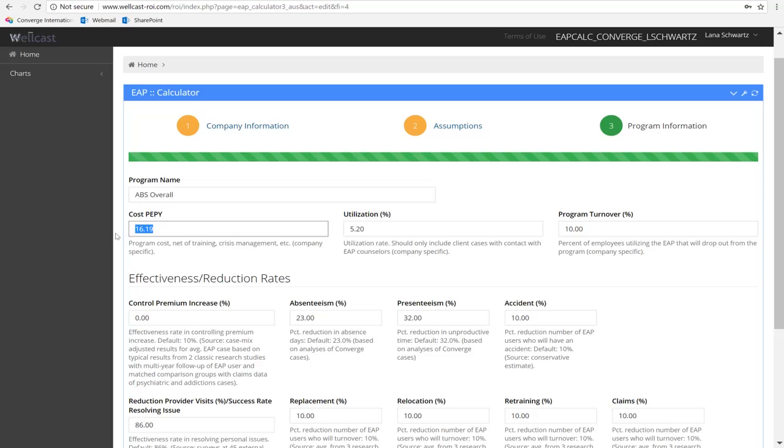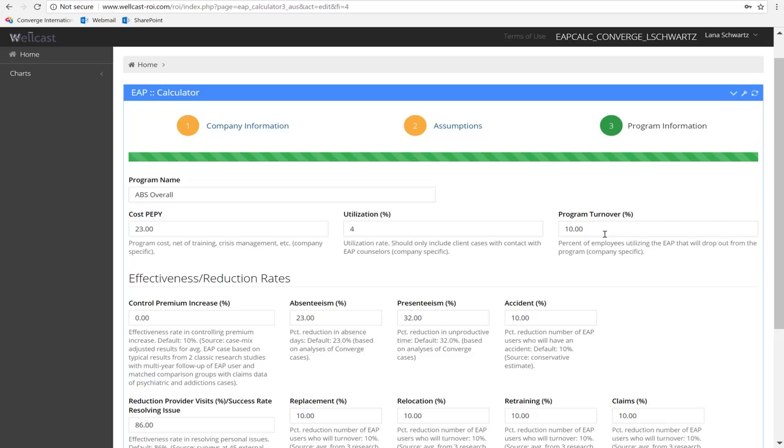So if you have a look at the annual cost of their EAP service, making sure it's just EAP, not critical incident, not training, not mediation, not any additional services, and divide that by the number of employees, you would come out with a per employee per year cost. So let's say it's $23 for this organisation. We also know that the organisation's utilisation rate is about 4%. So you would get that from the EAP reports.